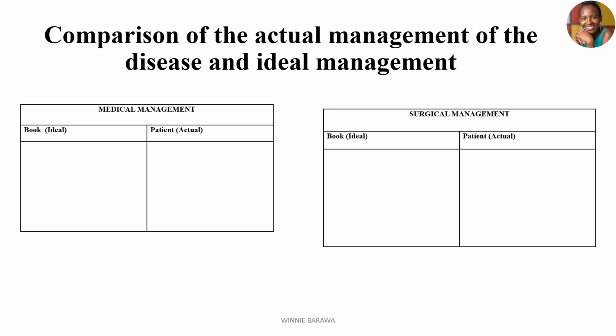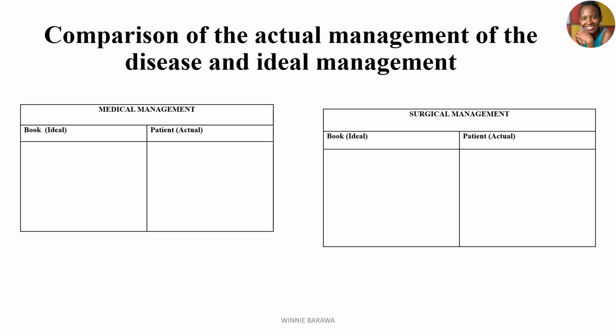And you can add any more management that you can give. You can also do the nursing management comparison, talking about the ideal from the books, and then you give the actual patient management that was done. So on the management, you have to exhaust also with the nursing management. You don't leave it just at the medical and the surgical only. You have to pull in the nursing management.